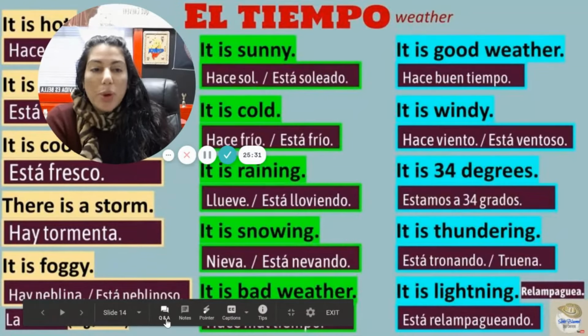So if you need to pause the video and write notes in your study guide, you can always do that and then come back to the video.